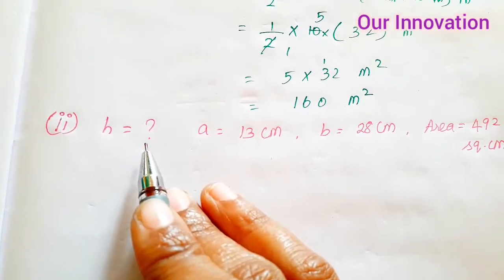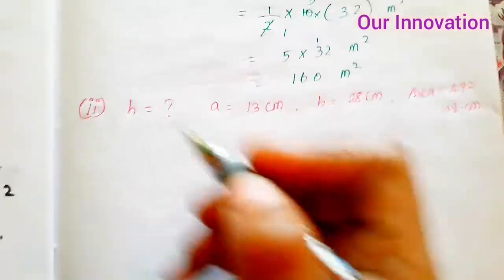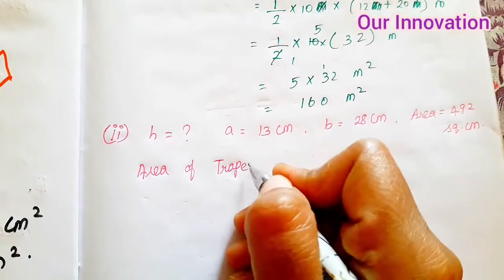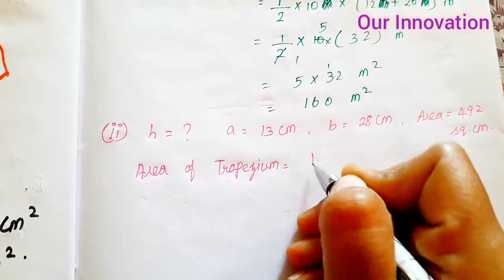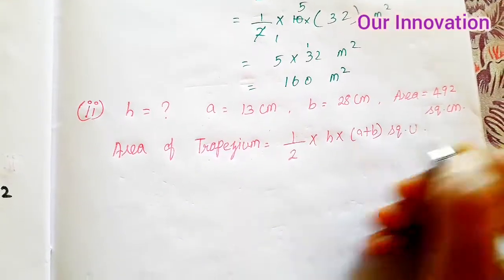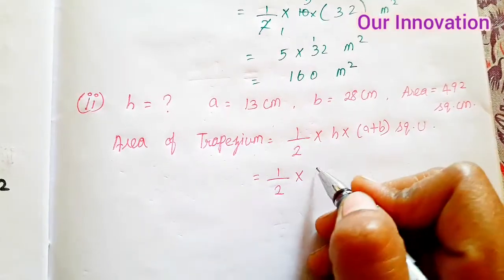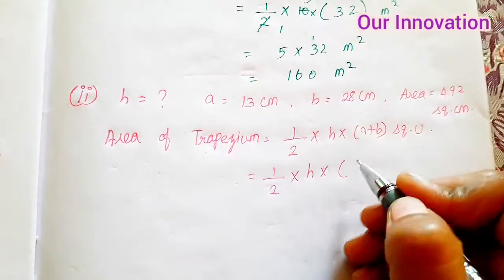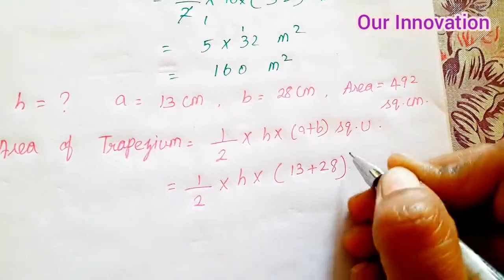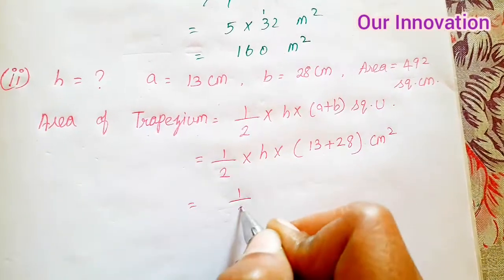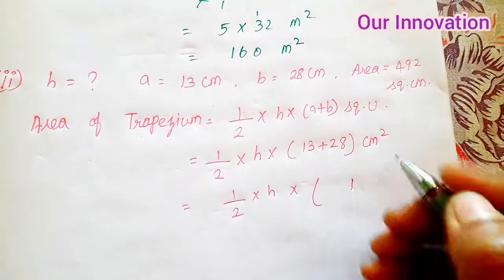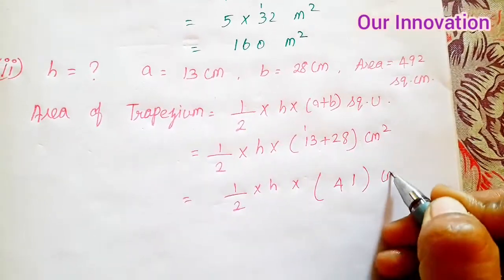Now find the height. A and B are given, and the area. Area of trapezium is equal to 1 by 2 into H into A plus B square units. So 1 by 2 into H, which you have to find, into A plus B. A plus B is 13 plus 28, which is 41 centimeter square.